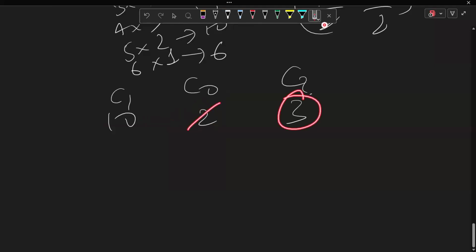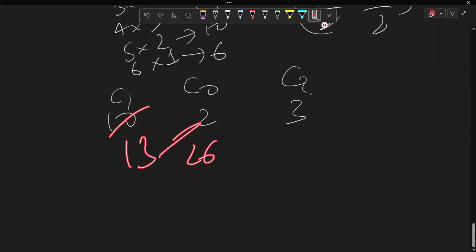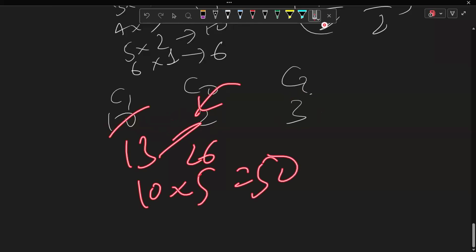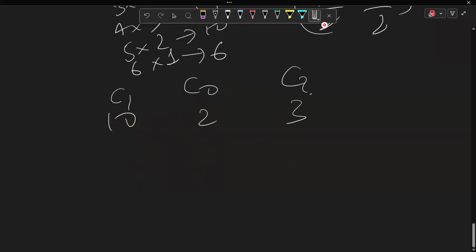So you would add this 3 to this C0 and make it 5. So 5 into 10 would be more. Instead, if you added it to 13, then 13 into 2 was less. It was just 26. But if you add it here, then 10 into 5 is 50, which is much greater. So always you would add these question marks to the lower value. That's the first thing, until they both become equal.